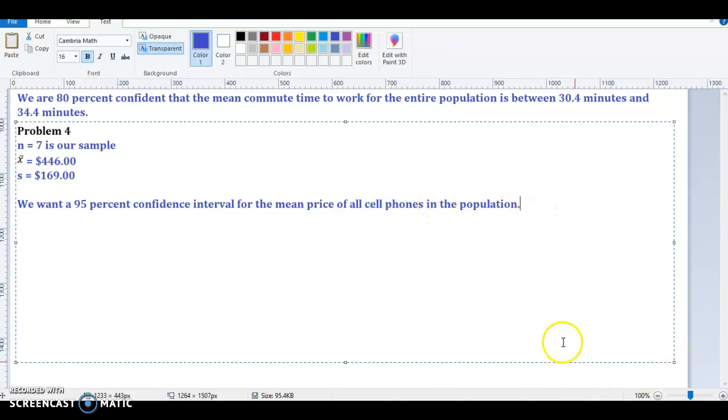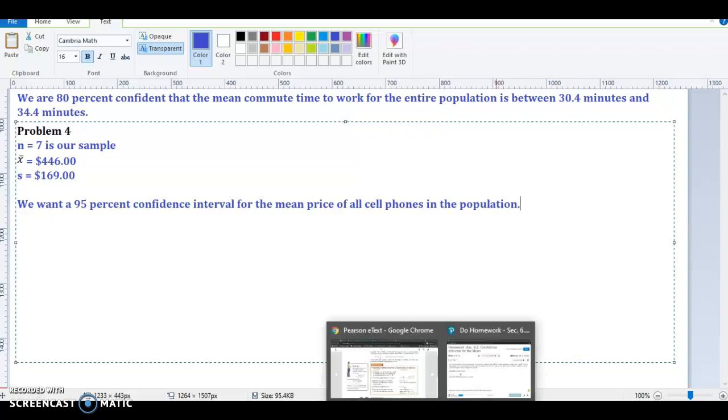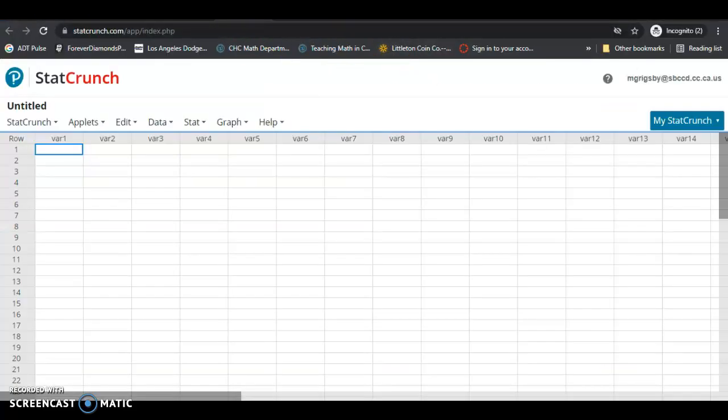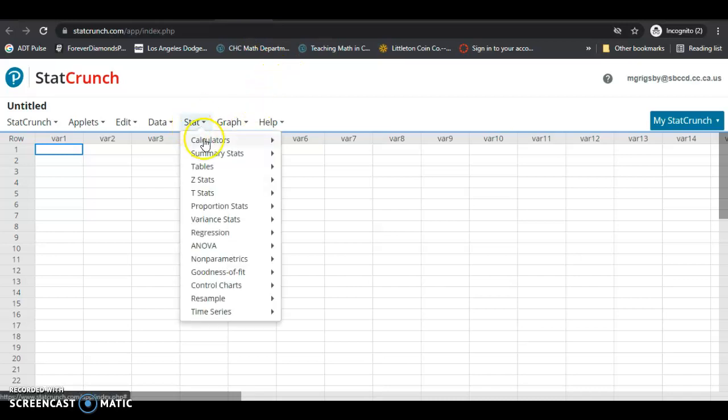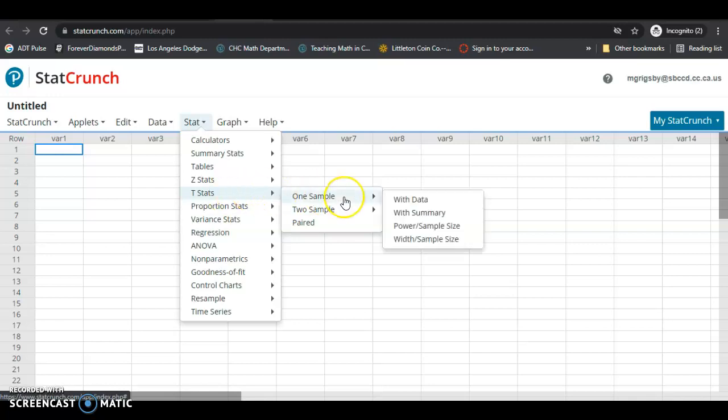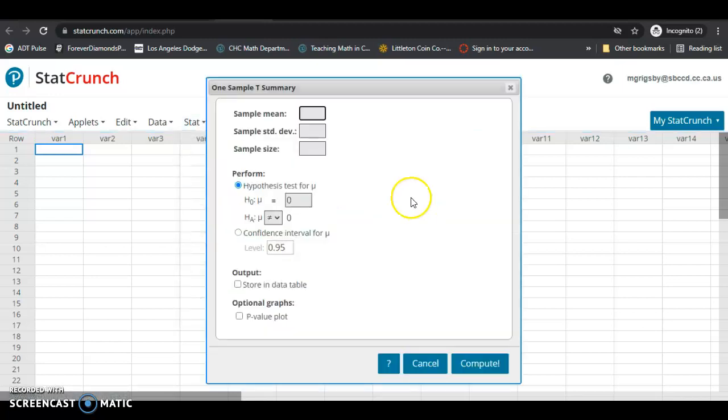So what we're going to do is go to StatCrunch. Go to Stat, then T Stats, since this type of confidence interval involves the t-distribution. Since we're working with one sample only, we go to One Sample and then select With Summary. We don't actually have the price of each phone in our data set. We have a summary of the data set, meaning we have the sample mean, the sample standard deviation, and the sample size. So we're going to select With Summary.